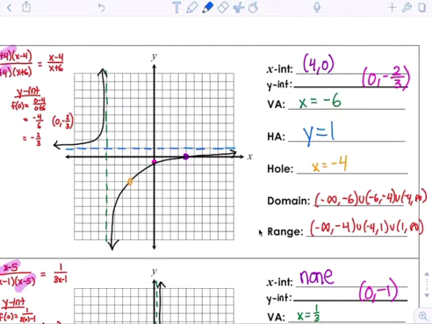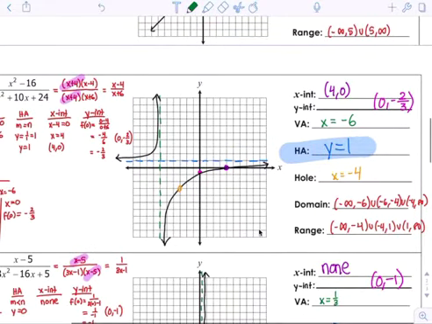Okay, now for the range, I have to use my horizontal asymptote and I have to substitute my hole into the equation. So f of negative 4 is equal to (negative 4 minus 4) over (negative 4 plus 6). We're going to get negative 8 over 2, which is negative 4. So I know my hole for the y coordinate is going to be negative 4. So comparing negative 4 to y equals 1, I do the smaller one first. So negative infinity to negative 4, union, negative 4 to 1, union, 1 to infinity.